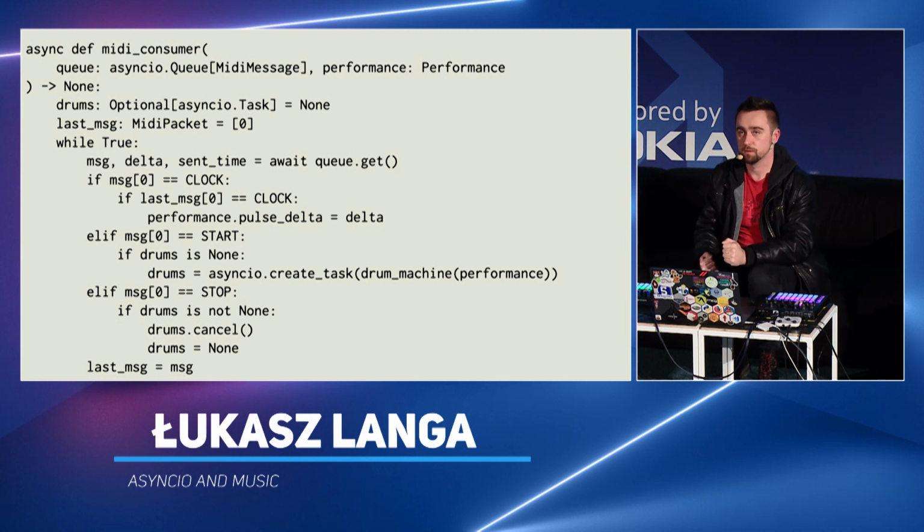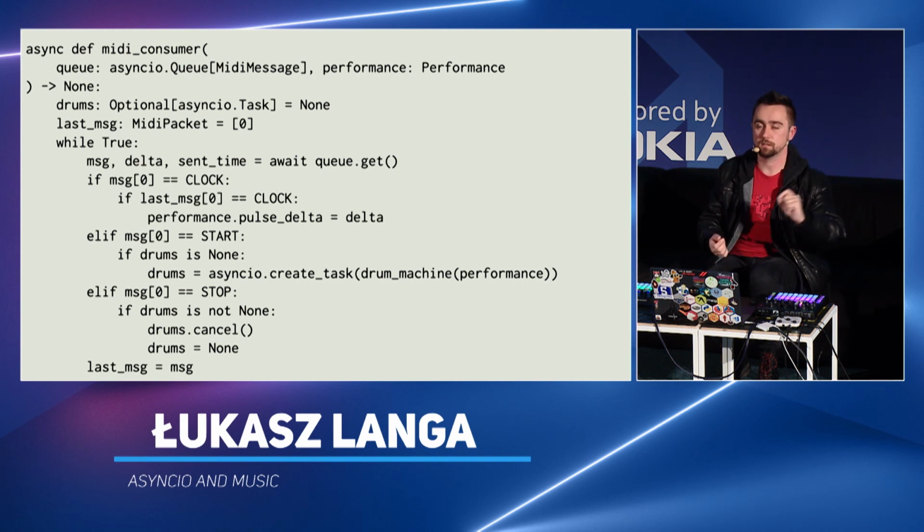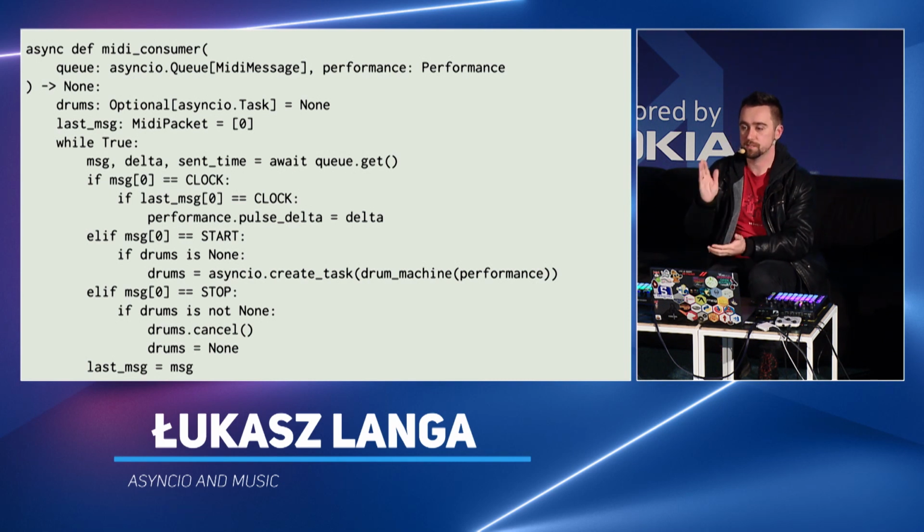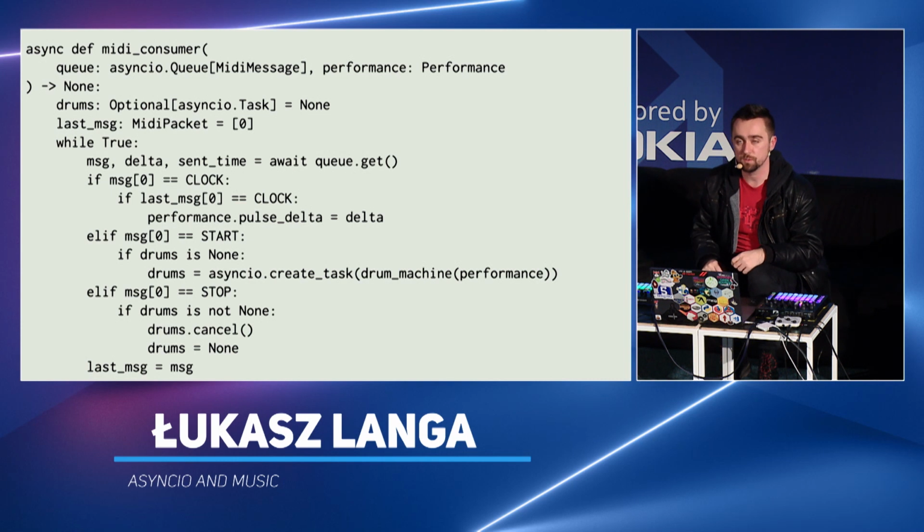If the message that we got on the queue is a clock signal, we're just going to store the delta between now and the last clock signal that we had in the performance object. We're going to be using this to time the performance. If it's start, it means we actually want to play our sequence that we're going to program next. So let's create the task of the drum machine. If we are stopping, if we press stop here, just cancel the drum machine, delete it. This is it.